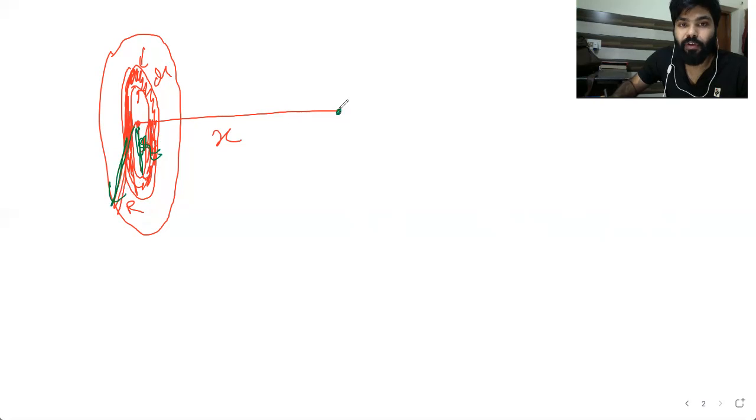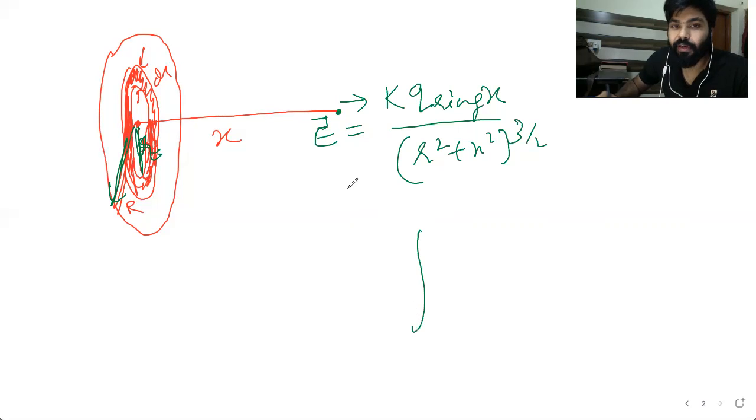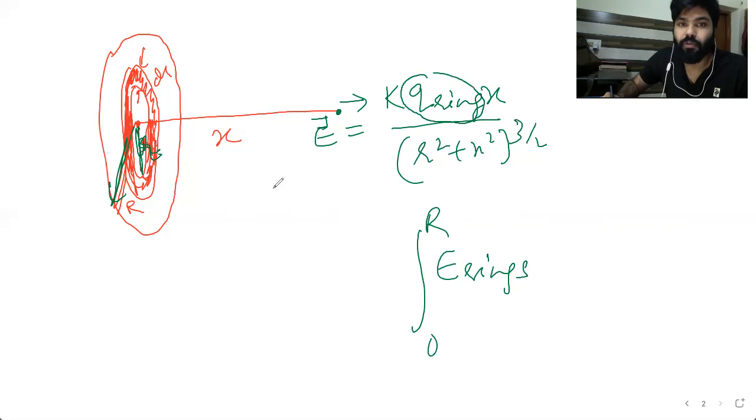Now, the electric field due to this ring is k times q of ring times x over (r square plus x square) whole raised to the power 3 by 2 in the outward direction. This is the electric field due to this ring. When you integrate the electric field of all such rings, you will get your answer, that is the electric field of the disk. Now you have to calculate q of ring. What is the charge on the ring?